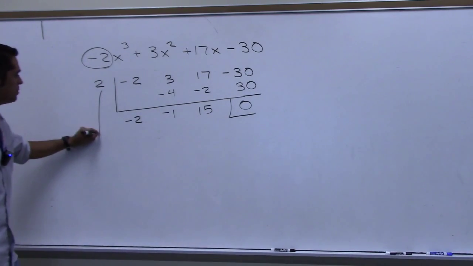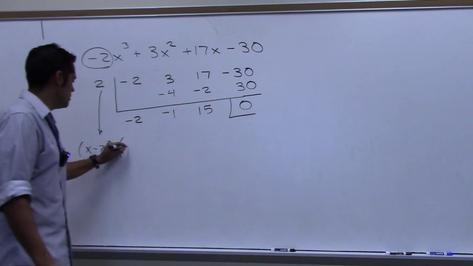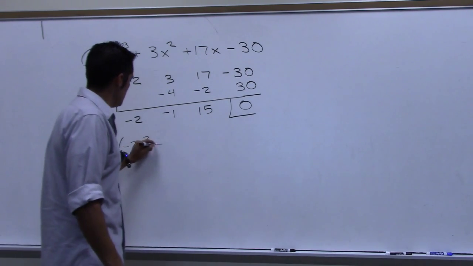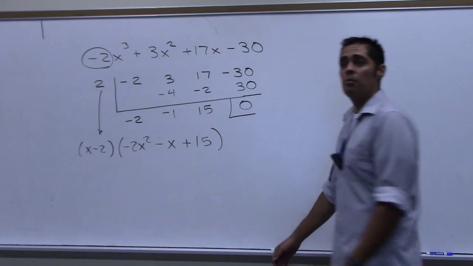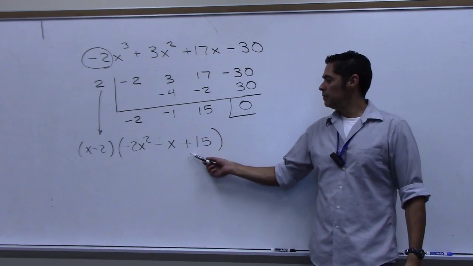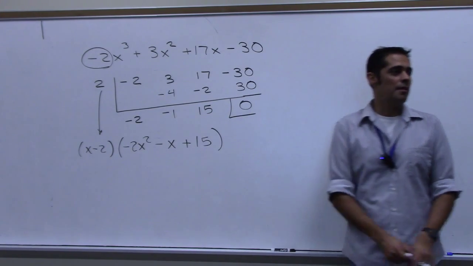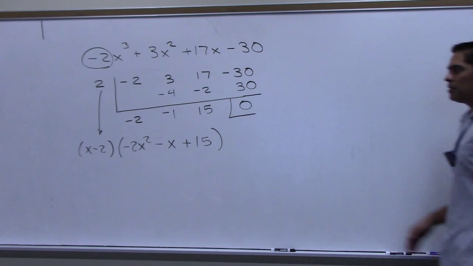So this would give you x minus 2. And this will give you -2x squared minus x plus 15. And now it's a question of whether or not you can factor this or not. So some people might have some trouble with that one. Does anybody know how to factor that one mentally?